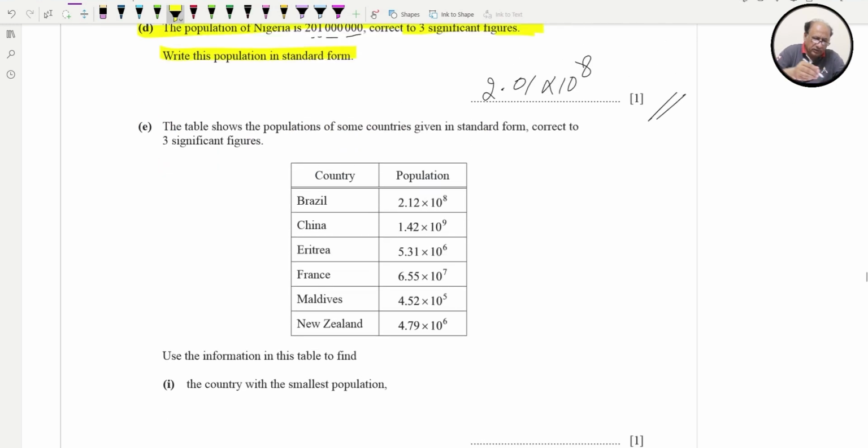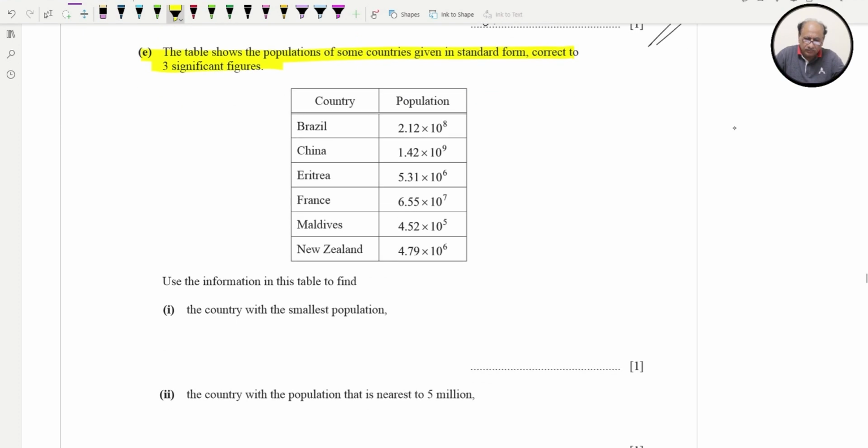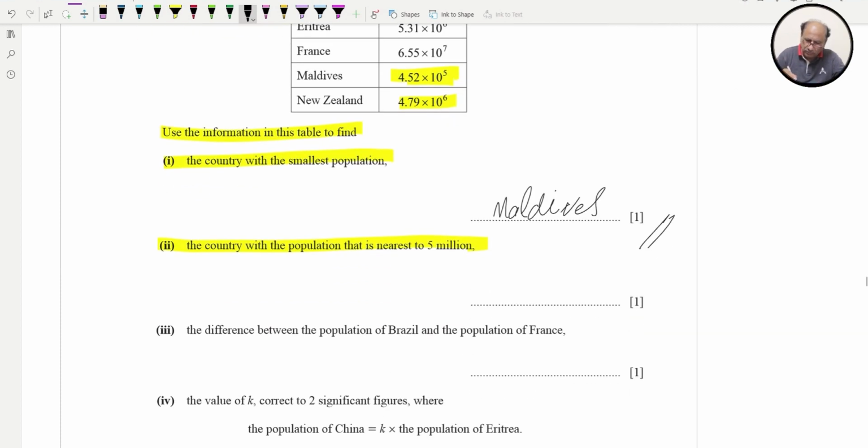Now E part, the table shows the populations of some countries given in standard form correct to three significant figures, and we use the information in the table to find the country with the smallest population. So we'll be checking the powers, and the smallest is for this one, which is Maldives. So we can write the answer as Maldives, one mark. Then the country with the population that is nearest to 5 million. Nearest to 5 million, with 6 zeros, will be New Zealand. We can write this as New Zealand. This is also done, one mark.